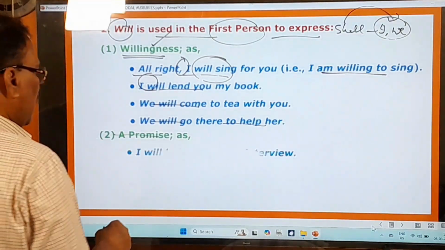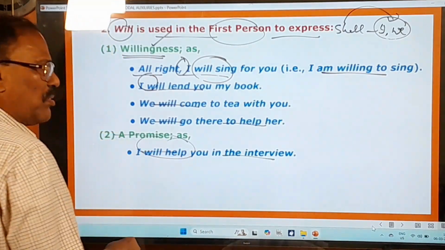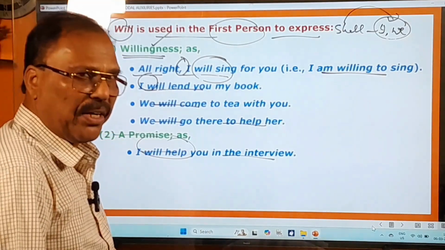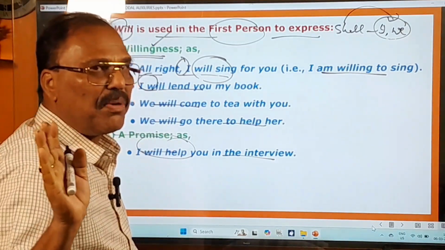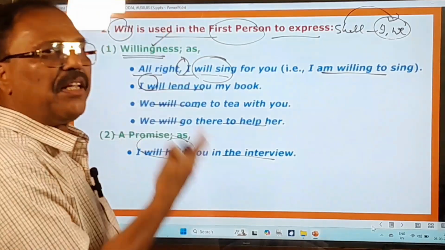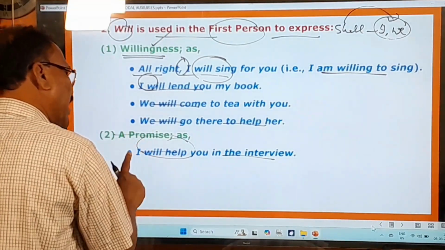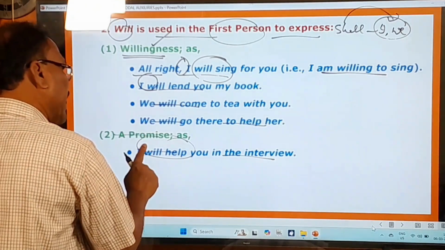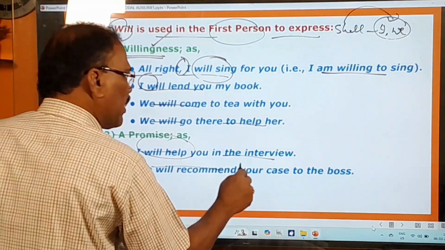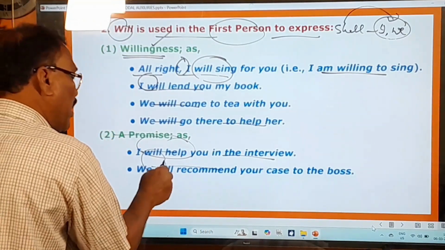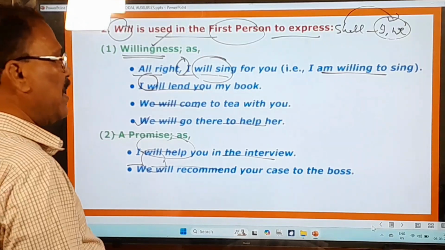Okay, how? Let us see that. I will help you in the interview. You are not helping now, but you are going to help her. So it is your promise. I will help you. I promise that I will help you. That's the meaning. So this will with the first person singular and plural indicates a promise. It indicates willingness, something like that. One more example. We will recommend your case to the boss. Whenever you say will with we, then it indicates a promise. We will recommend your case to the boss.